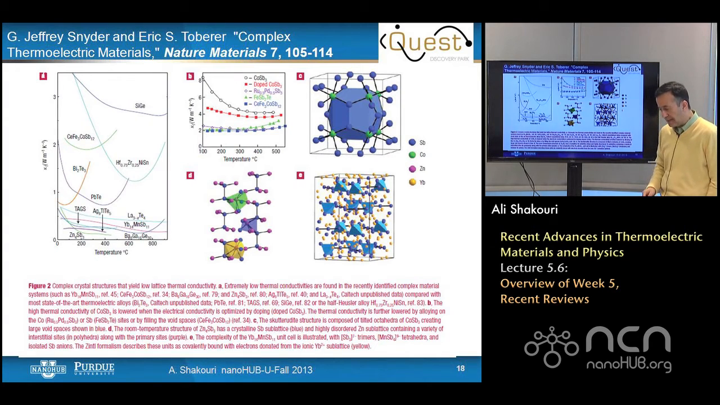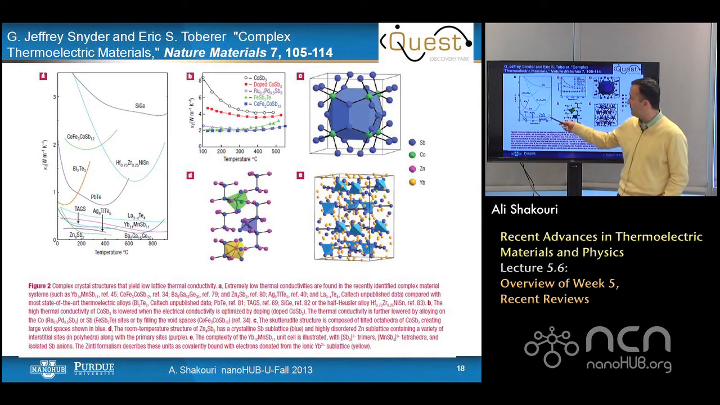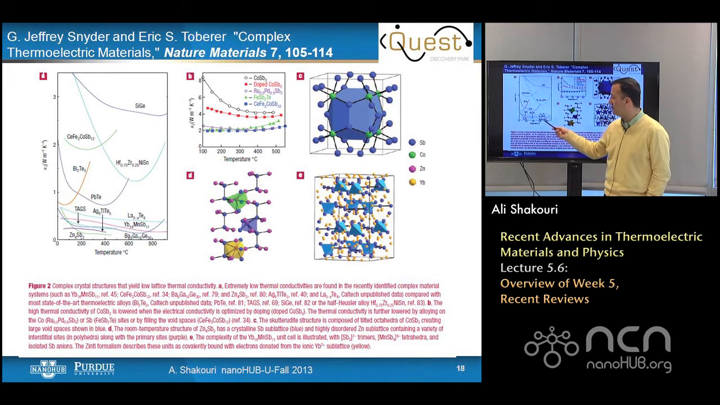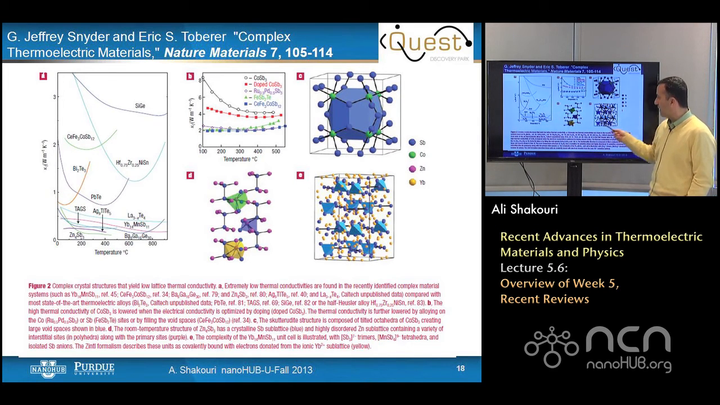One last review article I want to mention is the one by Jeff Snyder and Eric Toberer on complex thermoelectric materials. It is not a comprehensive overview of all thermoelectrics, but it provides some of the basic building blocks to get good thermoelectrics. Here, for example, is an interesting graph showing thermal conductivity versus temperature for various complex materials, and how the different complexity of the lattice is used to get very low thermal conductivity.